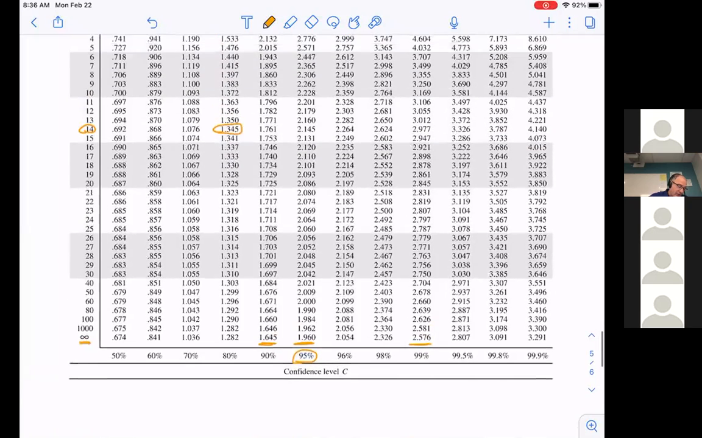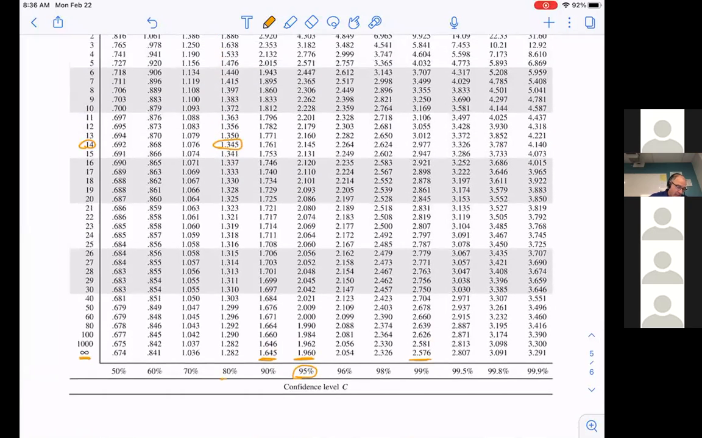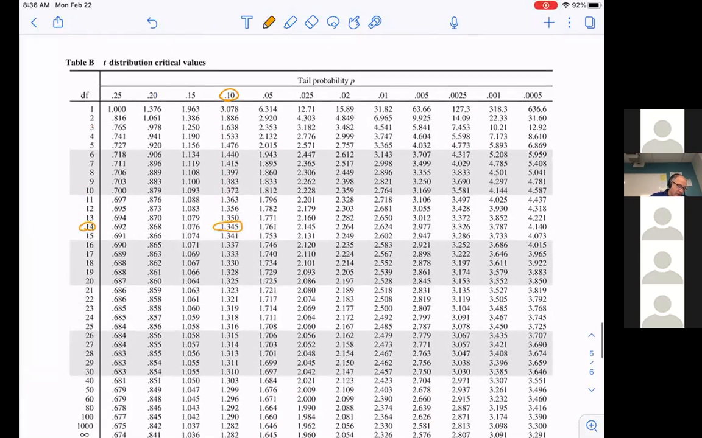If you forget your tail, if you just come down here, we were going to be 80% confident. Okay, so that identified the column as well. So I know my critical value for doing this test is going to be 1.345.